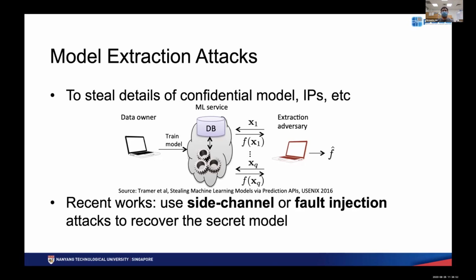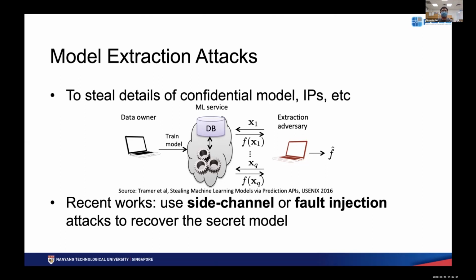Classically, the model extraction attack is done as illustrated in the figure. Basically, you have a data owner or the IP owner, who trains the model using an ML service or on specific devices. So you train your model, you get your network, and then you have an adversary who tries to steal the model. The adversary can feed in random input and get the class prediction or the label from the network. Based on that, he tries to approximate or come up with a model similar to the one being targeted.